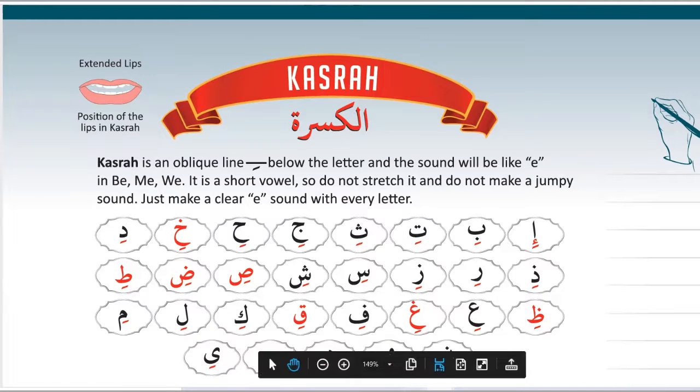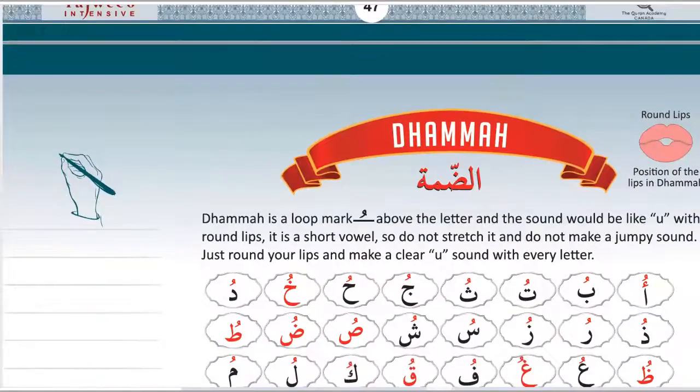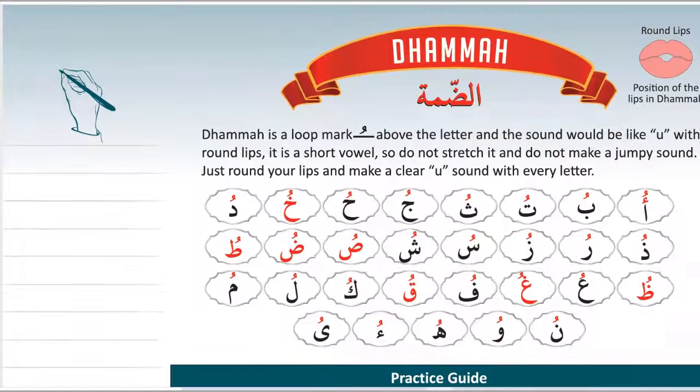Our third vowel sign is dhamma. How is dhamma? Dhamma is a loop mark above the letter. How will you recognize this sign? This is called dhamma. Dhamma is a loop mark above the letter. And how will you pronounce this sign? Like u, bu, tu.